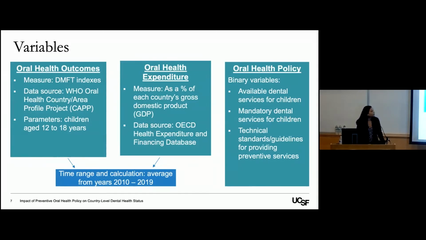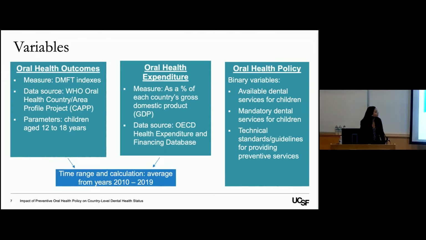And for the oral health policy research, we did country-specific research for each country. After reading all of the relevant policies and guidelines, we came up with these 3 binary variables as prominent indicators for regulation of preventive care. So the first variable is available dental services for children. And this claims that the preventive services are included in a country's national insurance scheme or public dental service.